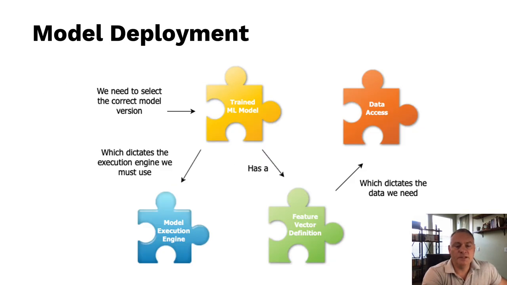Finally, after this entire process is done, comes the interesting part, the model deployment, the final stage of this process. The output of the model training phase is, again, the fully trained model, complete with a feature vector and its associated weights. Now, this model dictates two things, as shown here, all the different puzzle pieces. The first is the execution environment needed to run the model. For example, if this is a TensorFlow model, then we need to have a TensorFlow runtime library in order to execute the model. Secondly, associated with the machine learning model and its type, its execution engine, is the feature vector definition, which in turn dictates what data we need to provide to the model itself.